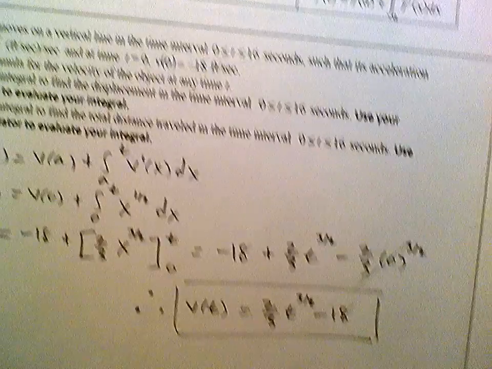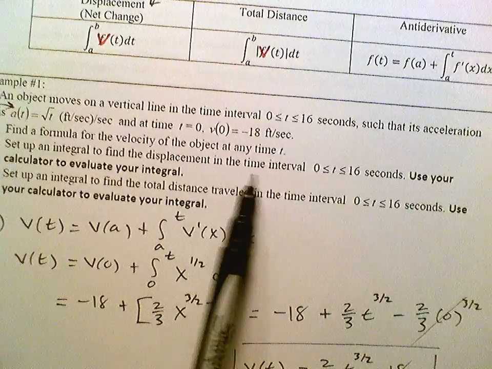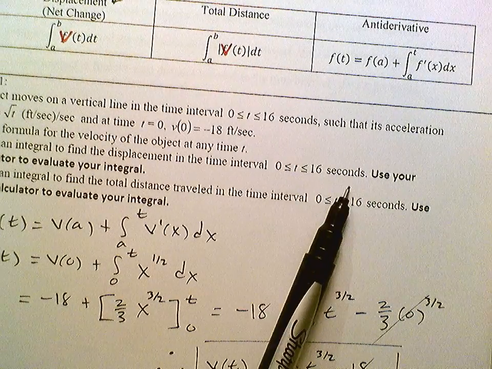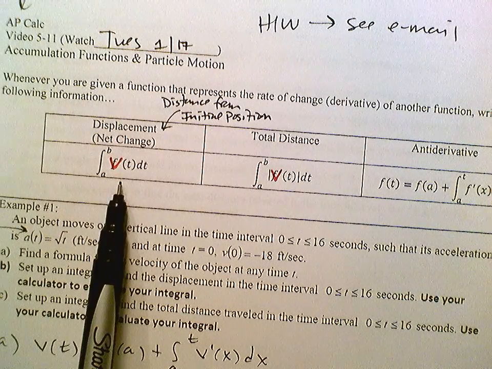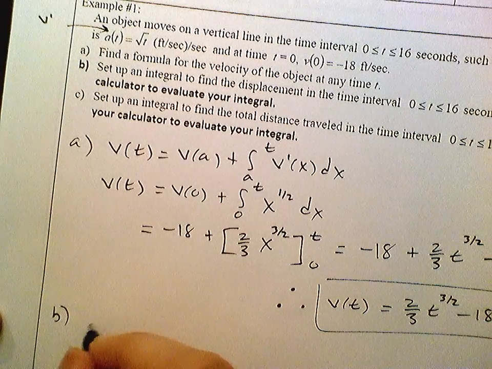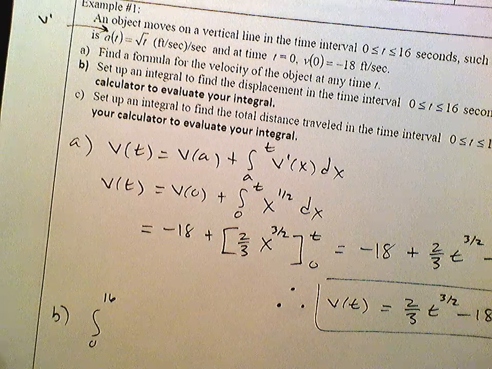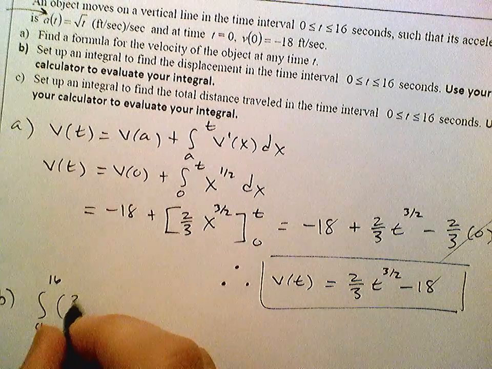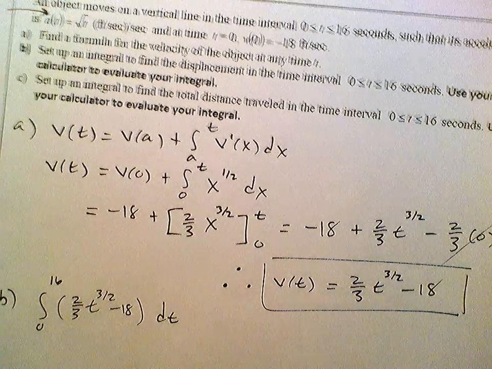And now part B: set up an integral to find the displacement in the time interval 0 to 16 seconds, and then we're going to use our calculator to evaluate the integral. Well, guys, displacement is this formula right here. I need the integral from a to b, in this case a is 0, b is 16, of the velocity function, which I found here. So 2/3 t to the 3/2 minus 18 dt.